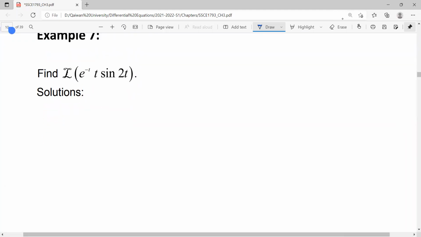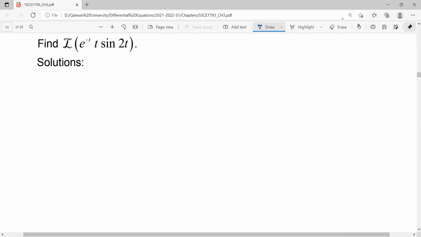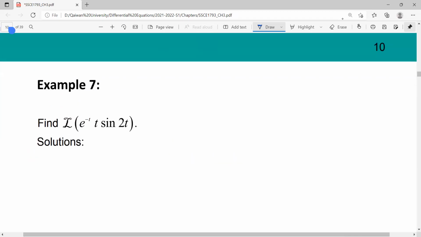We have only one more example to finish this section. Let's do this example also. Here we have the Laplace transform of e to the power minus t sine 2t.